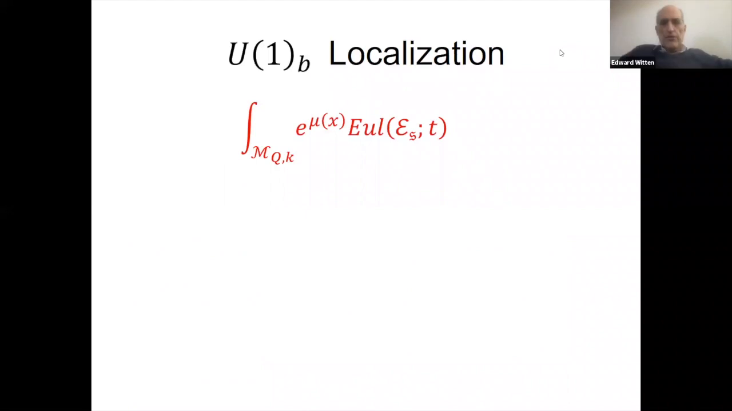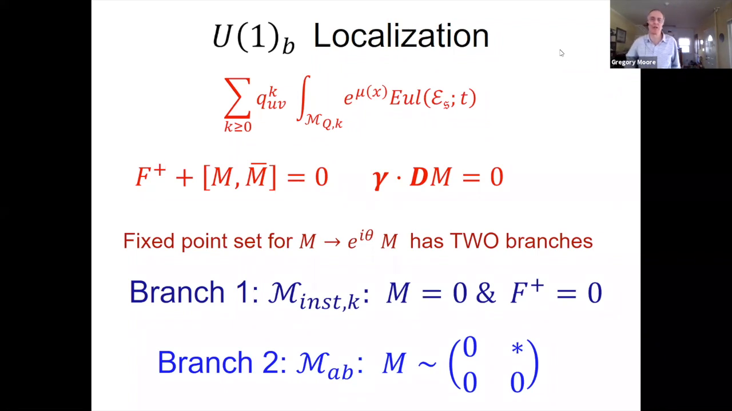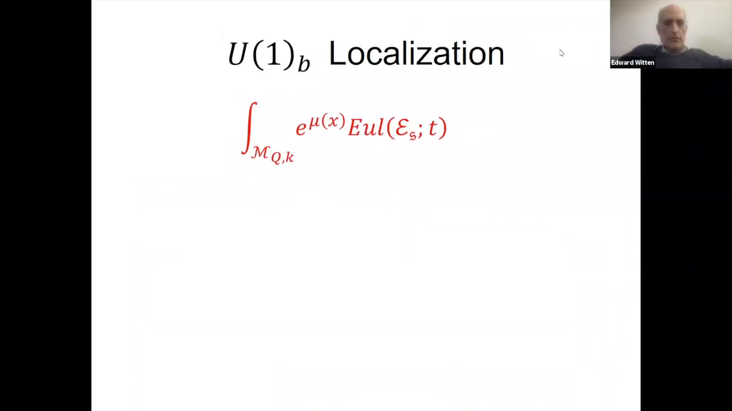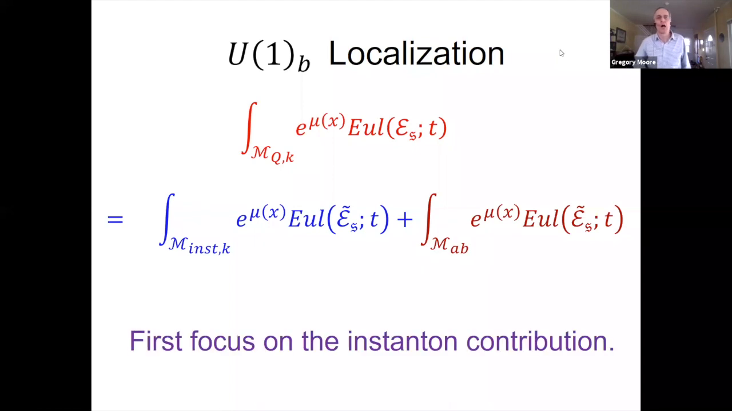Greg, in that last statement, that's a fixed point, you assumed that the gauge field was diagonal, I think. Yes. You have to have a reducible connection. That's right. Absolutely. Well, that's part of the statement. That's why we call it the abelian branch. Okay. So the U(1) localization looks like this. You have a sum over the instanton and the abelian branch. And let's first focus on the instanton contribution.